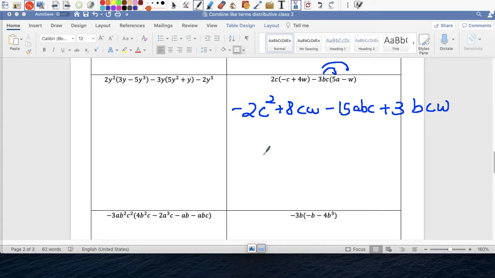Any like terms here? Nope. Everybody has different variables, so I can't combine anything. So that's it for this problem.